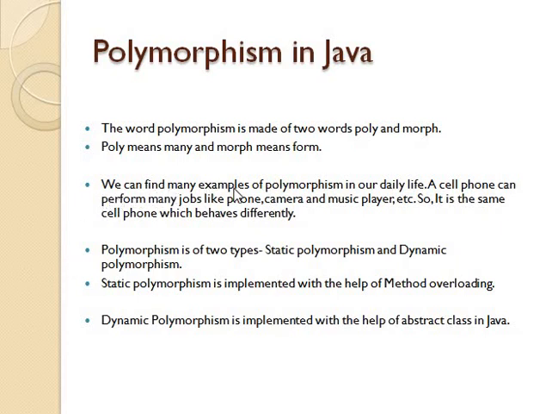We can find many examples of polymorphism in our daily life. One common example is the cell phone. This is because a cell phone can perform many jobs like phone, camera, and music player. So in this way, a cell phone can behave in the form of a phone. A cell phone can also behave in the form of a camera, as well as a cell phone can behave in the form of a music player. So it is the same cell phone which behaves differently.